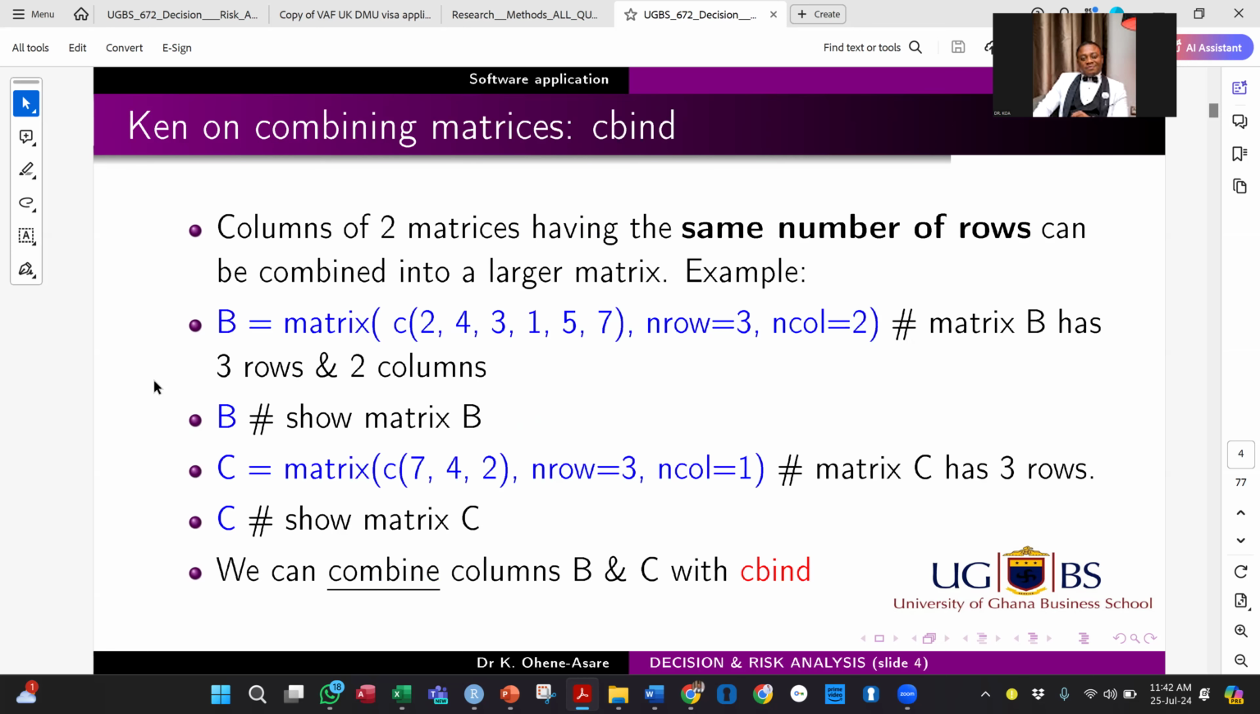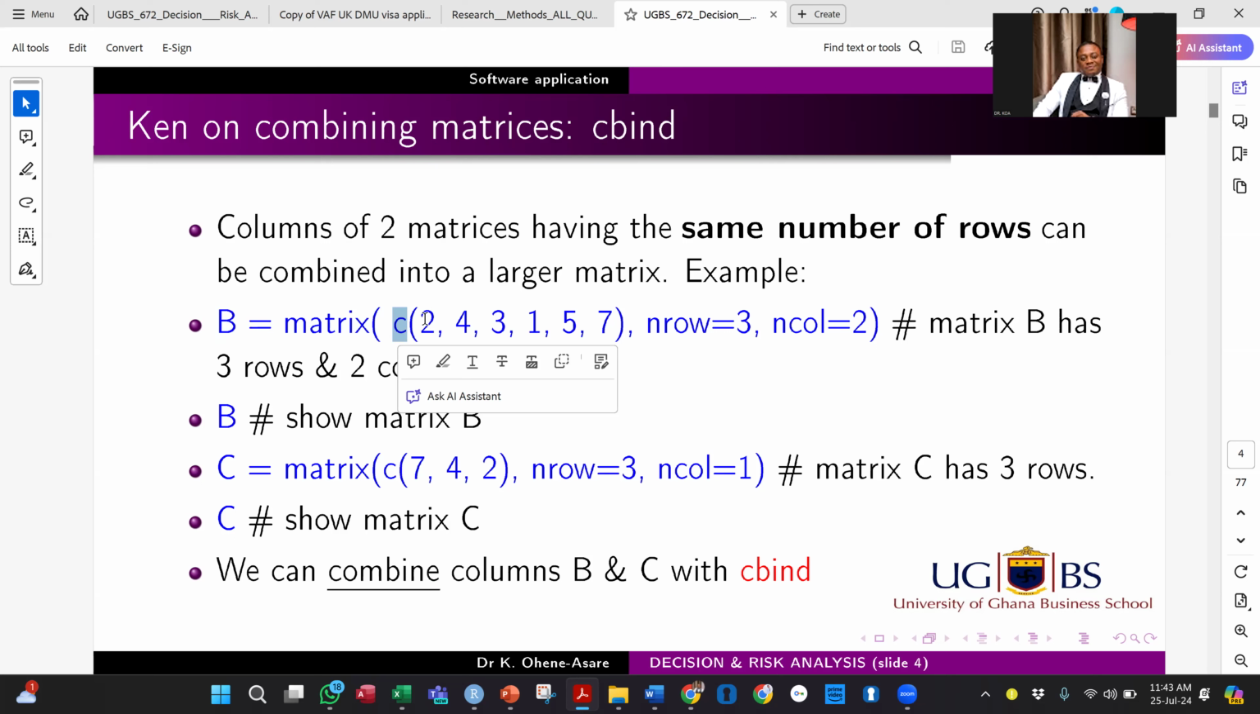Let's go here. So here we have 2 matrices. They are both column matrices. They have the same number of rows, and what we are going to do is combine them, concatenate them into a larger matrix. So let's go to R. You see this matrix called B. This B is a column matrix. That is why you see the letter c here.